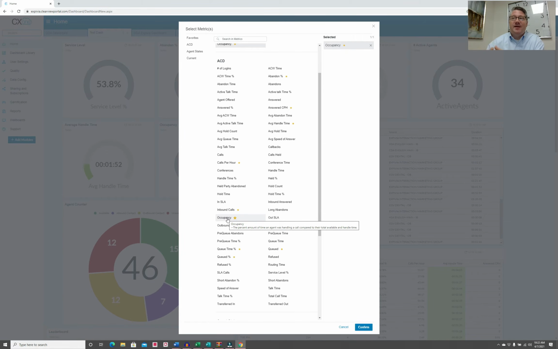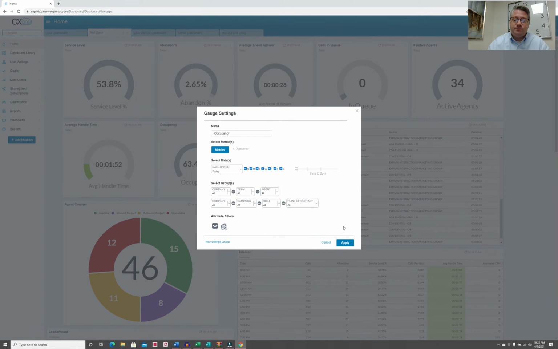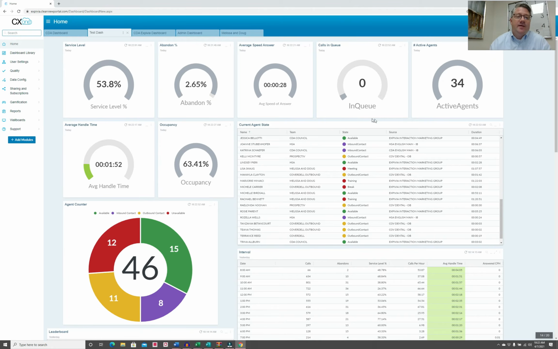So anything in after call work, or if they're waiting for calls, that's going to be a negative on occupancy. Occupancy is how much of the time they were occupied with an actual customer, right? So we like to have that number at about 70%, and we know that we're pretty efficient. And here, what do we have? We have 63%, right? And I'm also going to say, okay, here on the East Coast, it's about 10:30. We're just kind of getting to our day. That's probably not a terrible number.